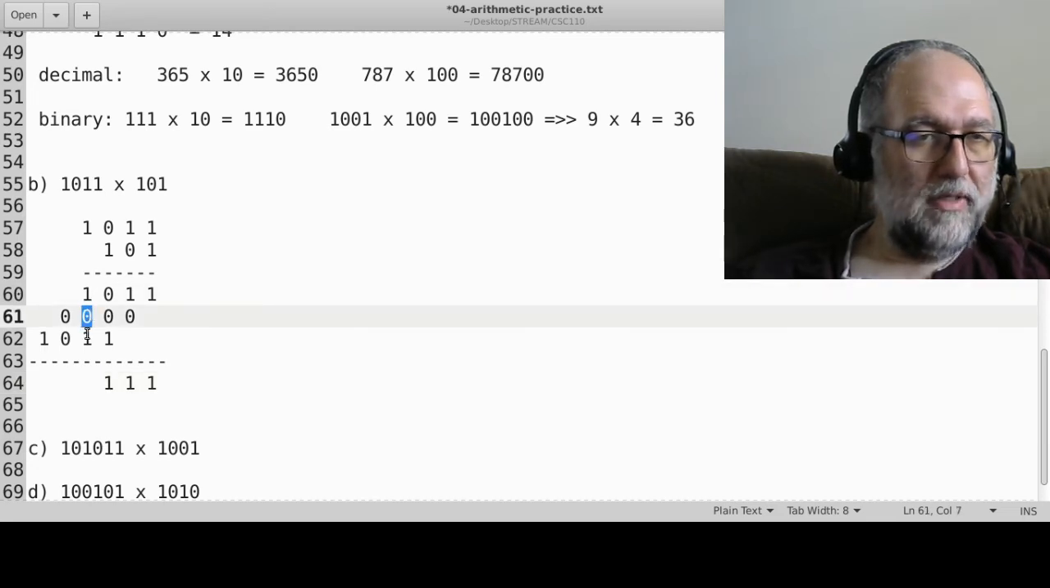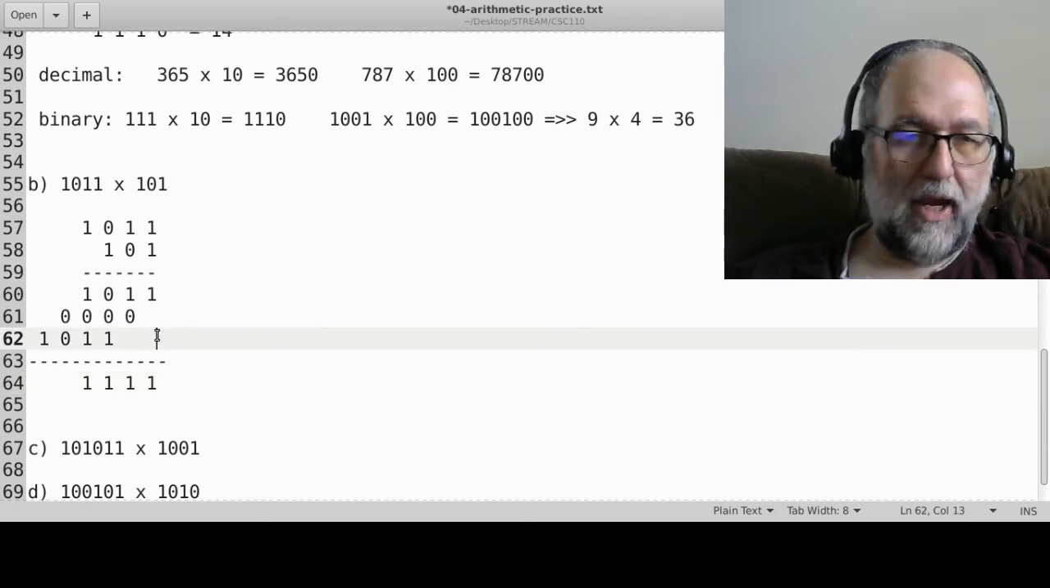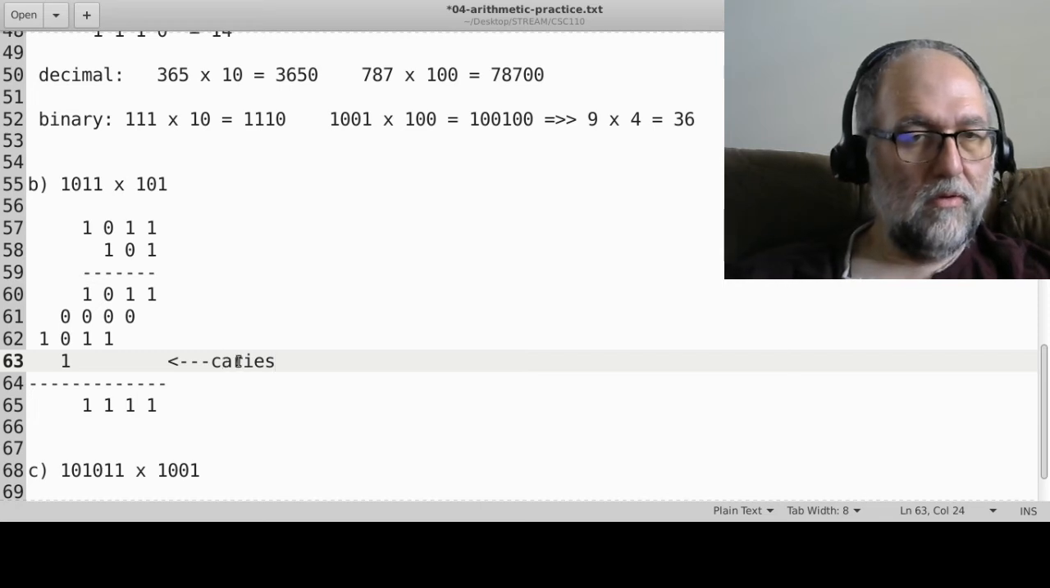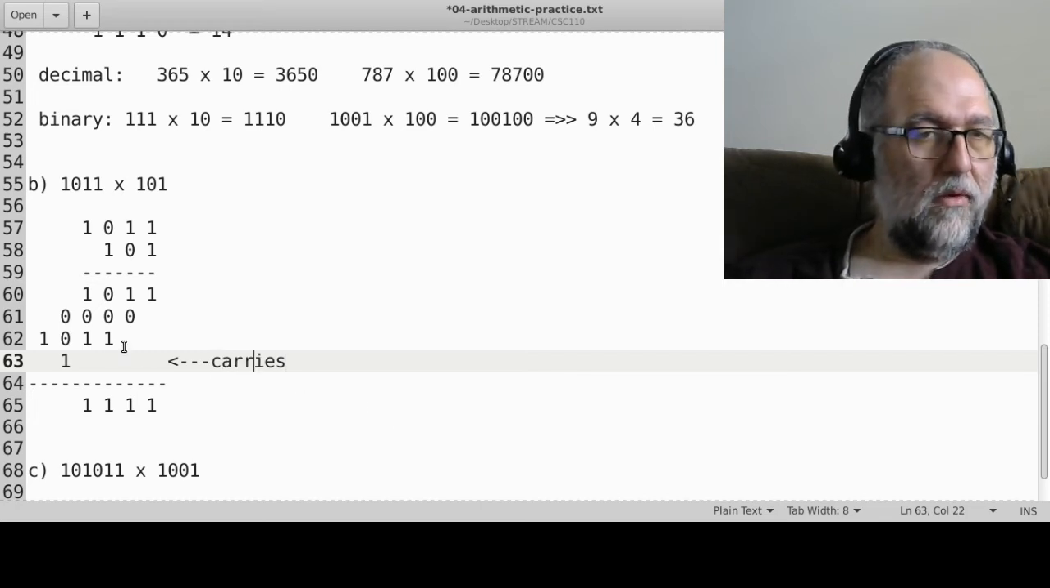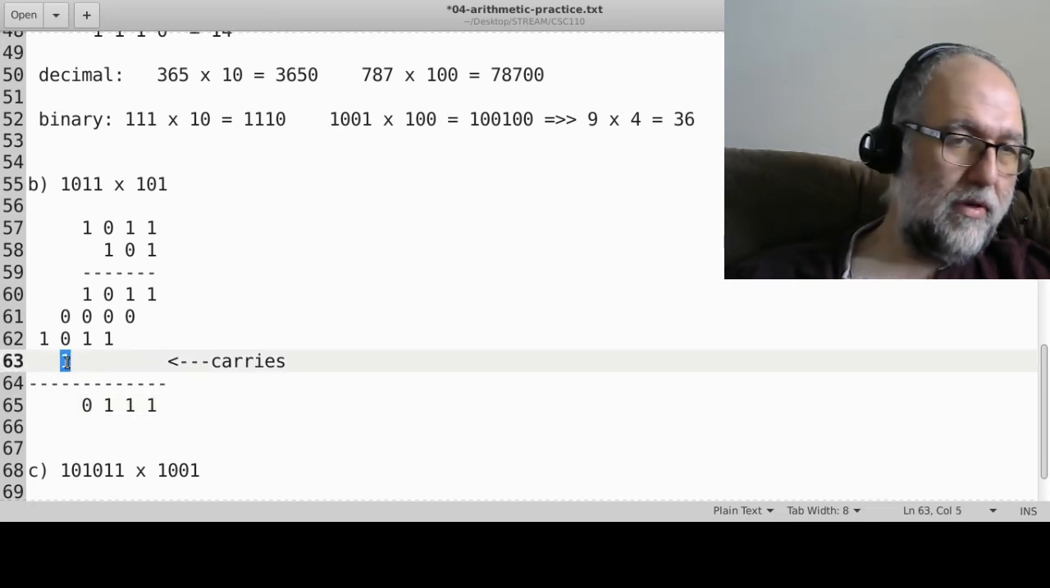And then 1 plus 0 plus 1 is 0, carry 1. I'm going to put the carries, this may seem a little strange, I'm going to put the carry right here, okay? All right, so this is where my carries are. Okay, so once again, 1 plus 0 plus 1 is, whoops, almost made a mistake, 0, okay, carry 1, there's my carry.